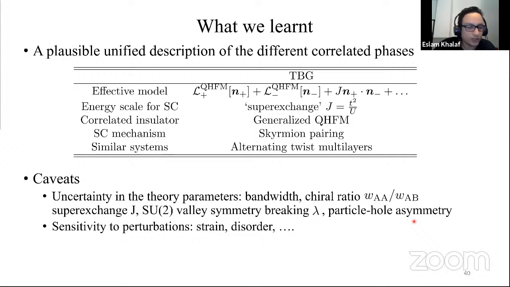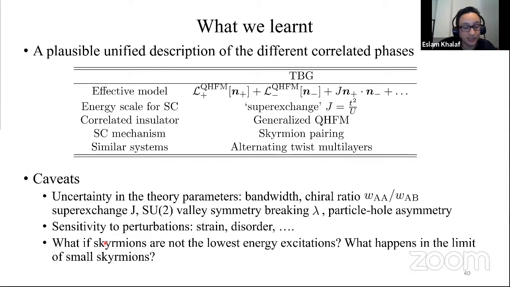For our story, the implications of these uncertainties are the following. Some features seem to be generic, like the emergence of these correlated insulators, although they are actually still sensitive to strain, but some aspects of the skyrmion superconductivity story seem to be sensitive to parameters. In particular, I showed you that the competition of energetics between the skyrmions and single particle energies depends very sensitively on this ratio, and depending on this ratio, it could be very close, or the single particle excitations could actually be lower in energy than skyrmions.